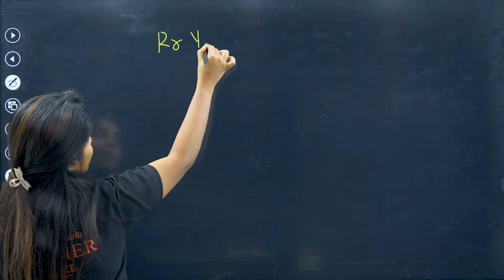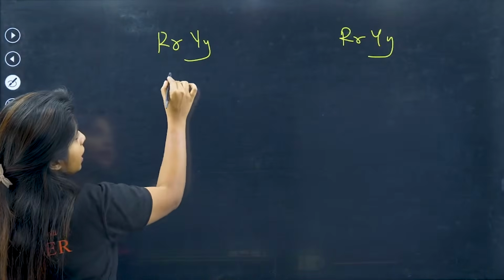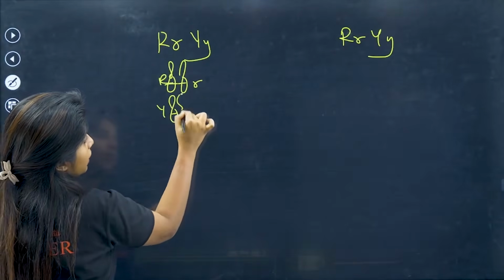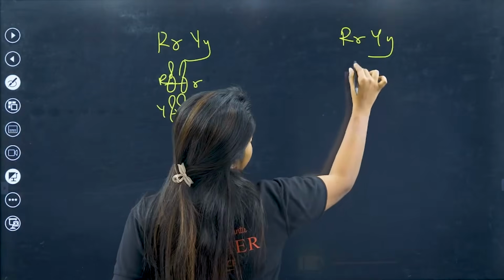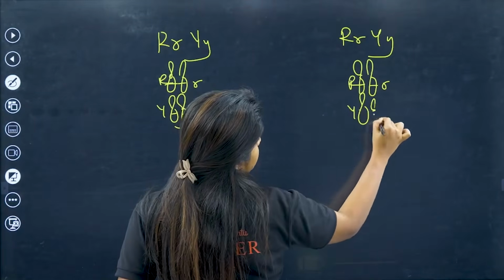So capital R, small r, capital Y, small y. Capital R, small r, capital Y, small y. Now here the condition is something like this: capital R, small r, capital Y, small y. Similarly, capital R, small r, capital Y, small y.